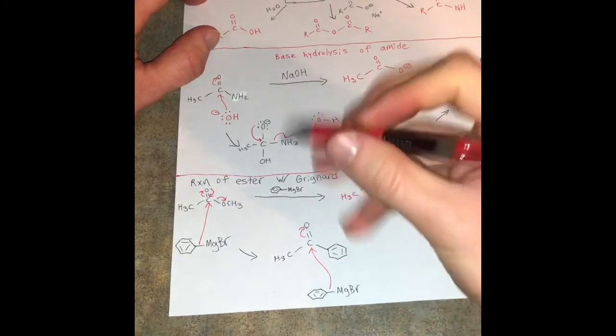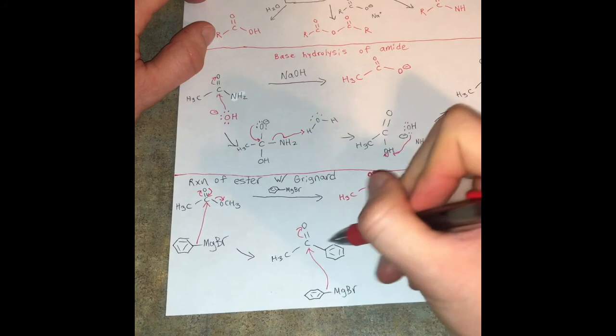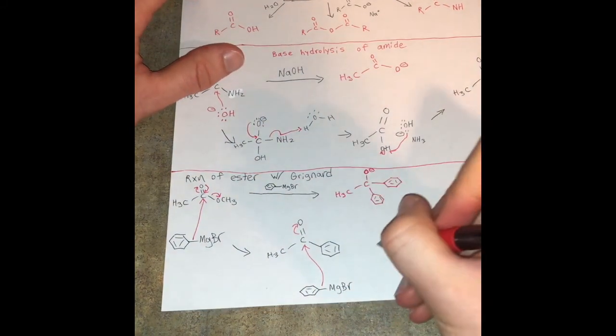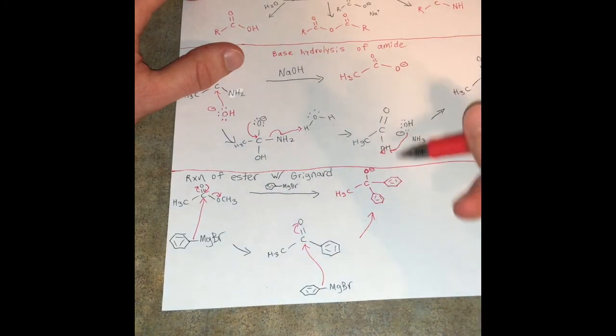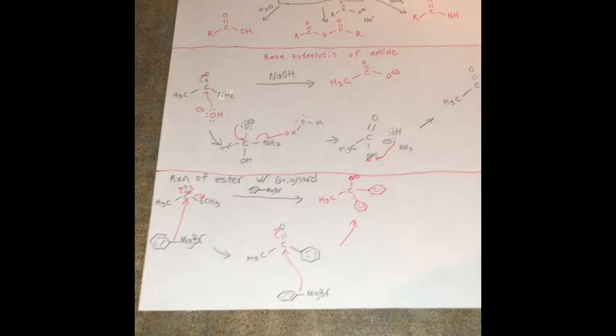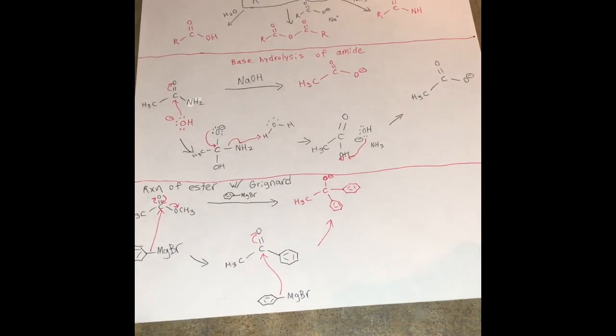Now this time when the electrons get pushed up onto the O, there is no OR group to push off. There's only carbon groups, and we can't do that, so the electrons stay up there. And that's how we get this final product. And then of course you can add in a dilute acid to protonate that O- and make it an OH group.